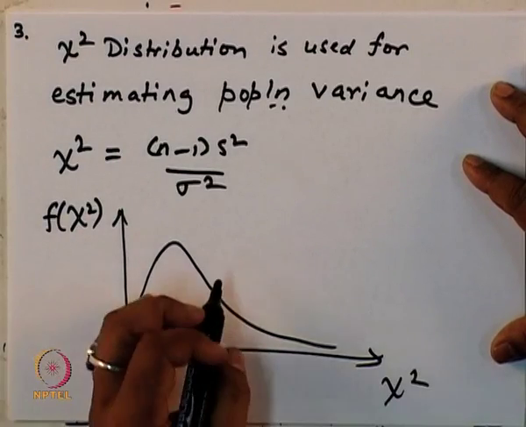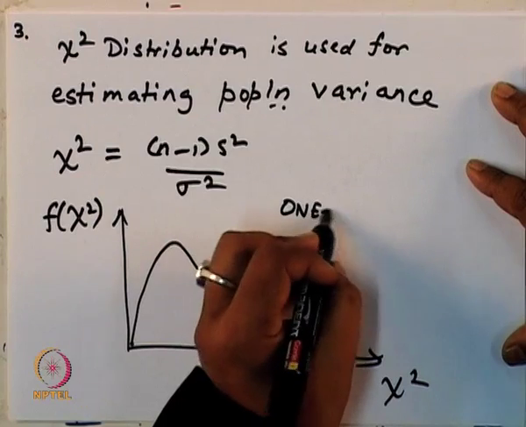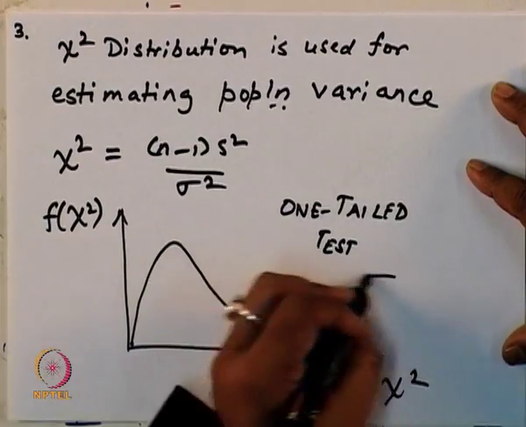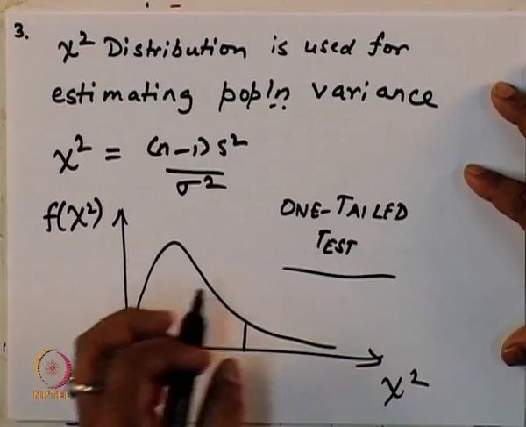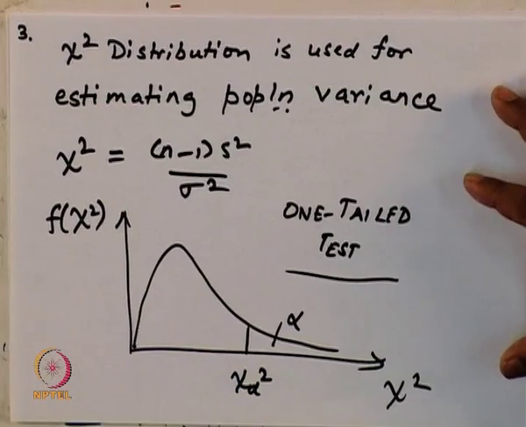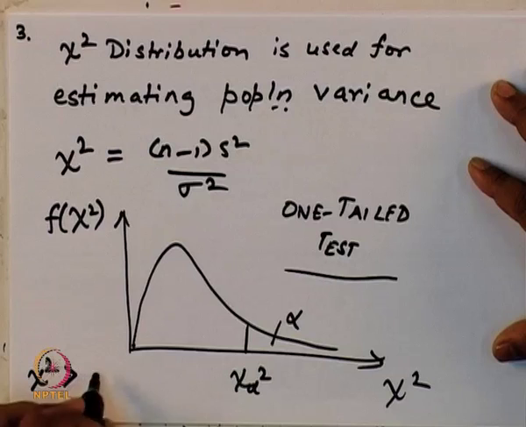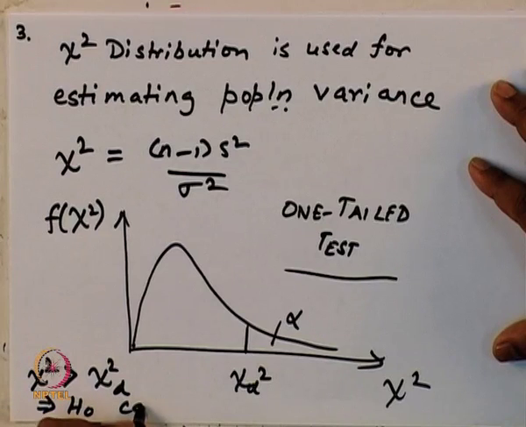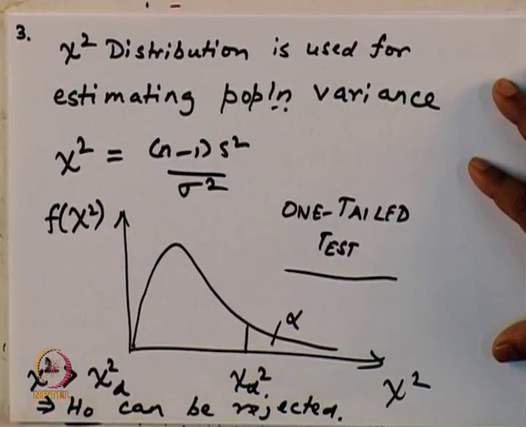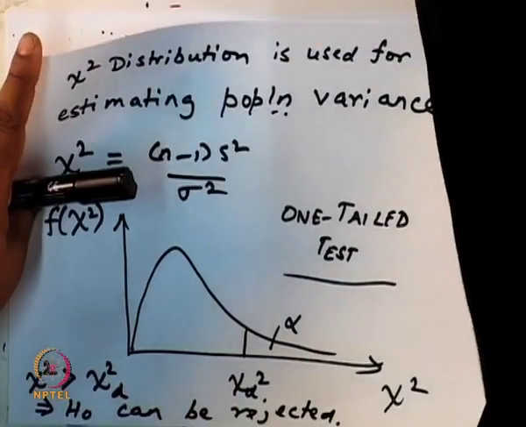So, for a one tail test, for a given value of alpha you calculate chi-square alpha. If your chi-square value is greater than chi-square alpha, it implies your hypothesis can be rejected. You can also use the chi-square distribution for a two-tailed test.